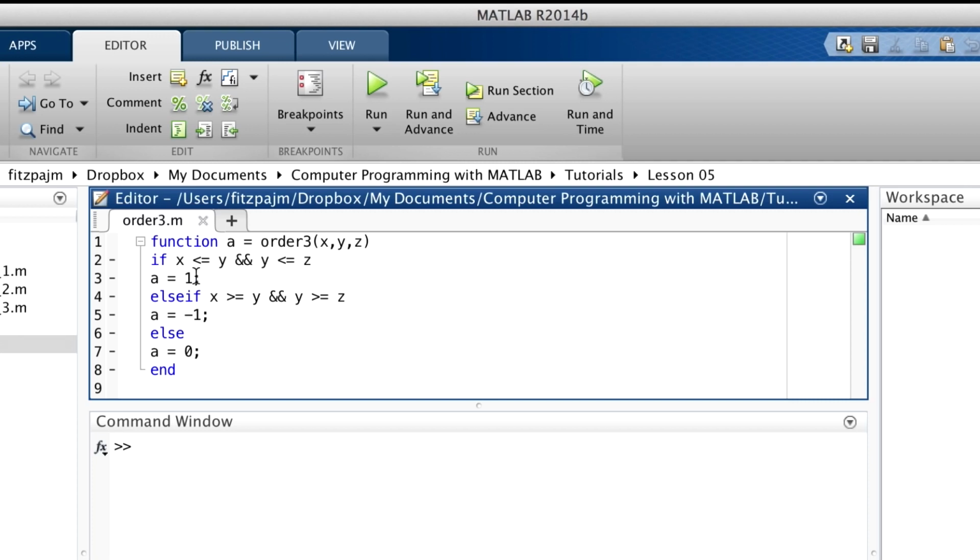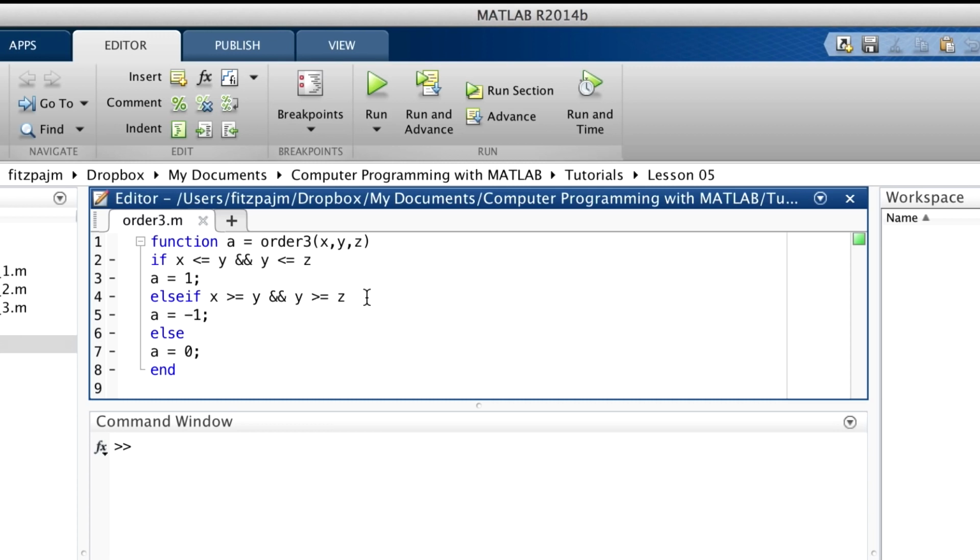The variable a is set to 1. The if-else-if-else statement terminates, and so does the function. And since the function returns a, as you can see up here, then the function returns a 1. So that's what happens if x is less than or equal to y and y is less than or equal to z. But if either of these relationships is false, then the AND is false and we take the else-if branch. Its condition is x >= y && y >= z.